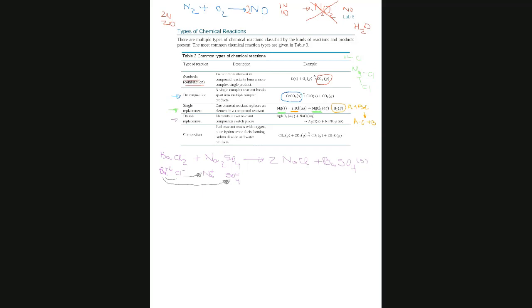So basically, double replacement is not difficult. Here the description says elements in two reactant compounds switch places. But you need to know to switch this with the other. The positive has to look for the other negative, right? So this is double replacement. Any questions so far? Is it clear, these double replacement reactions?